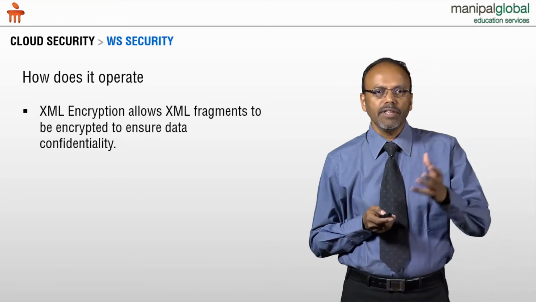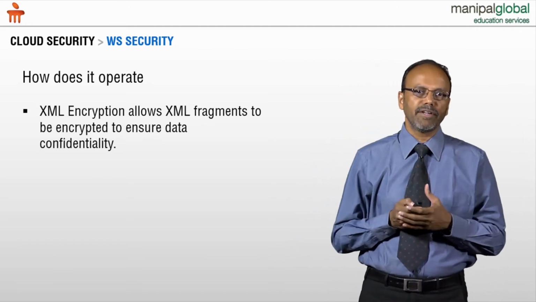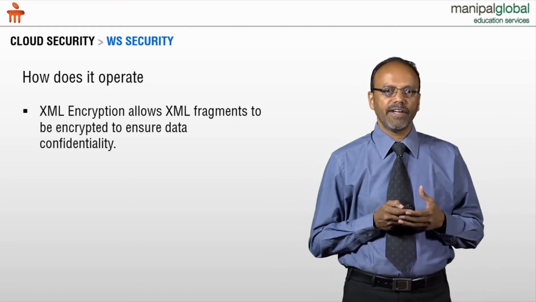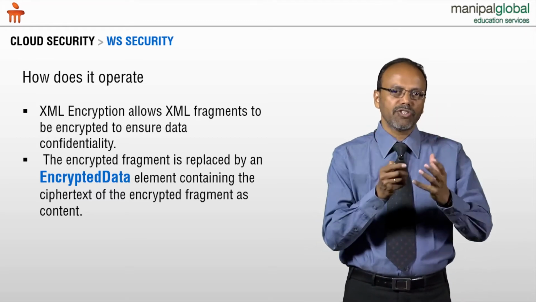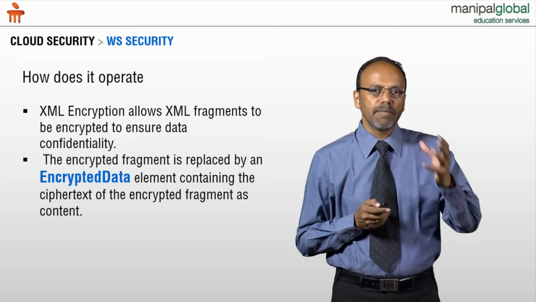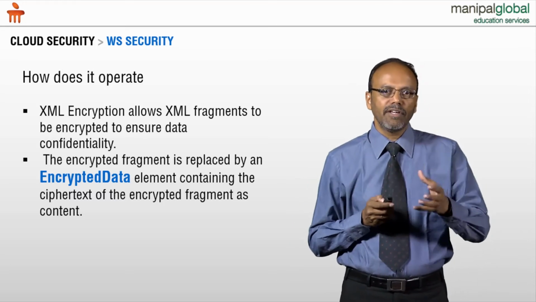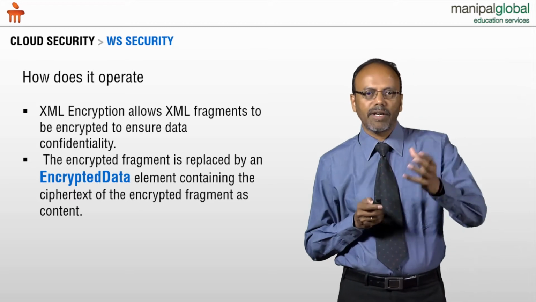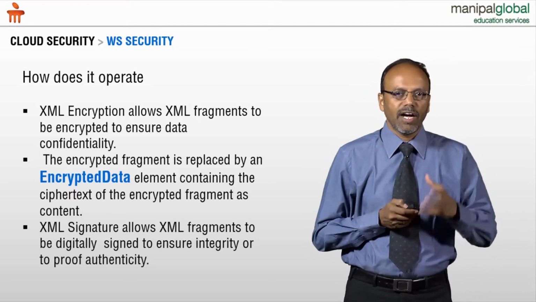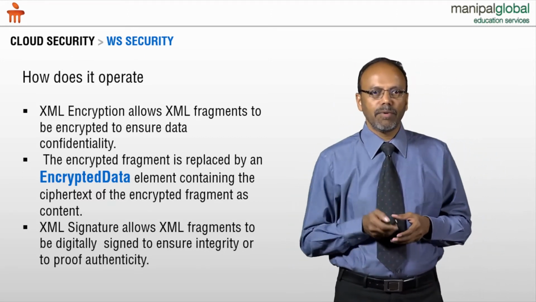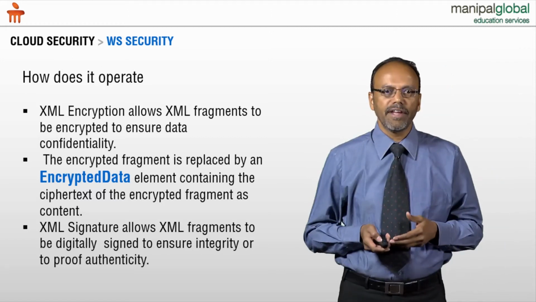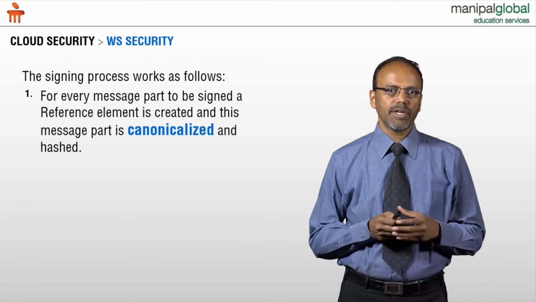Now, how does this WS security actually operate? The encryption of the XML allows the XML fragment to be encrypted to ensure data confidentiality. This encrypted fragment of the XML message or XML data is replaced by an encrypted data element containing the ciphered information of that particular fragment. XML signatures allow the XML fragment to be digitally signed to ensure integrity and to prove the authenticity of the information. Now, let me tell you about the signing process of the WS security.